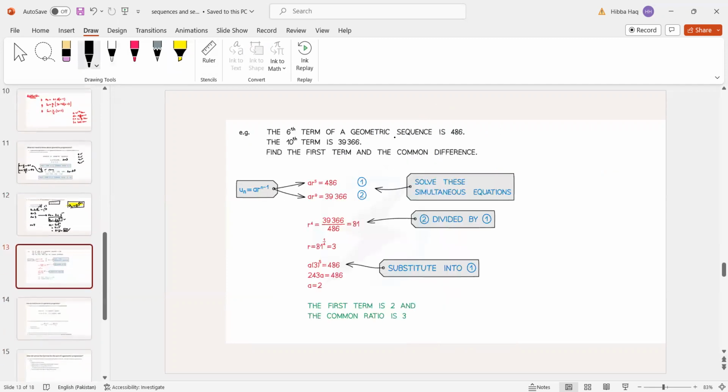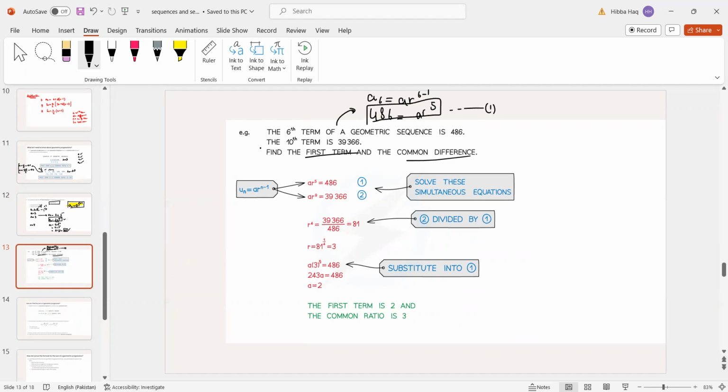Now moving forward, let's look at an example. The sixth term of a geometric sequence is 486. The 10th term is 39,366. Find the first term and the common ratio. So finding a and finding r. Again, they're asking you to find two variables, hence we're going to make simultaneous equations. The first equation says the sixth term is 486. So we're talking about a6, that is equal to a r to the power of 6 minus 1. So 486 is basically equal to a r raised to the power of 5. This is my first simultaneous equation.